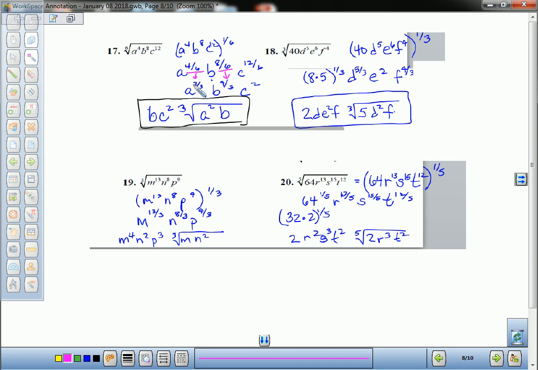Now, 3 does not divide into 2. 2 is smaller than 3. So A remains completely under the radical. Nothing can come out. But 3 goes into 4 once. So 1 B comes out and 1 stays under. Now 6 divides into 12 evenly 2 times. So that's where the C squared came from.